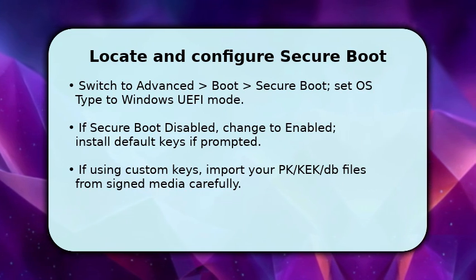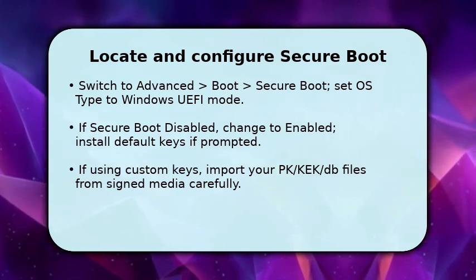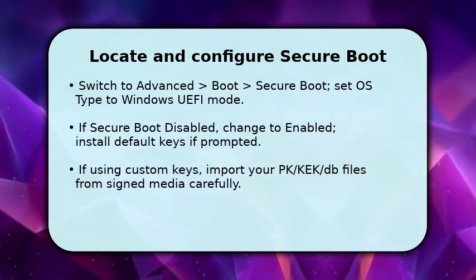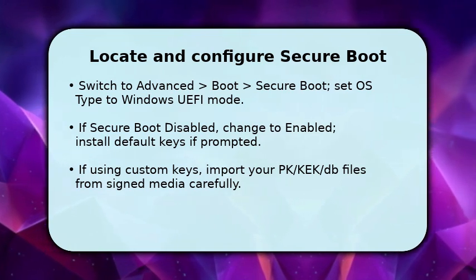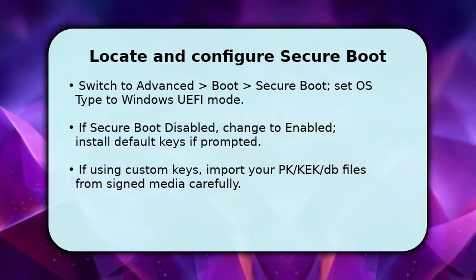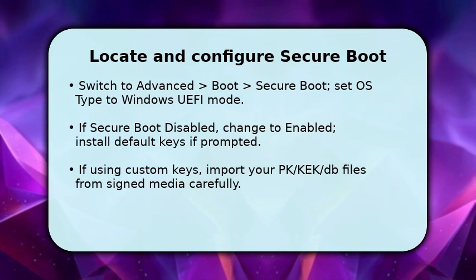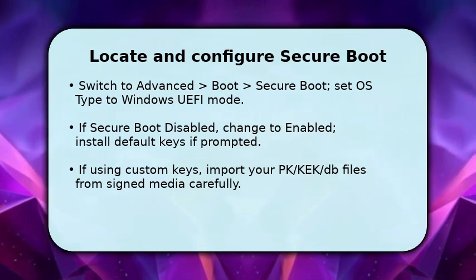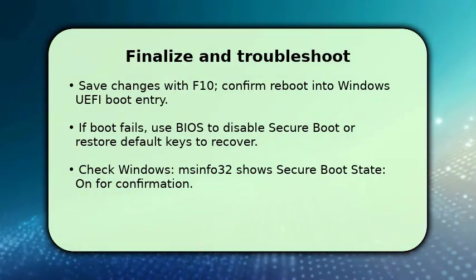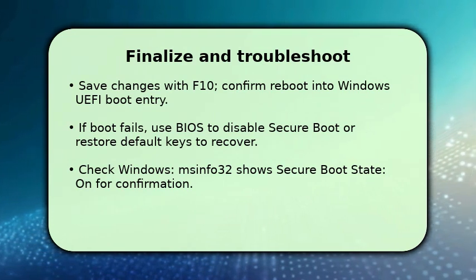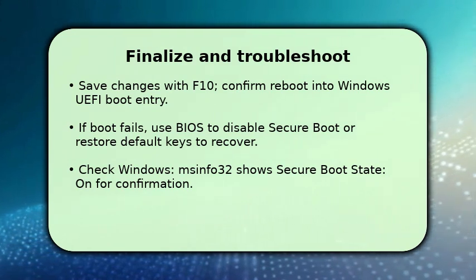This simplifies trust. If you need custom keys, for example for signed Linux, you'll import Platform Key and KEK from Trusted Media. Once keys and OS type are set, save and exit with F10, then let the system reboot. Make sure Windows boots from the UEFI entry. This verifies Secure Boot is active.